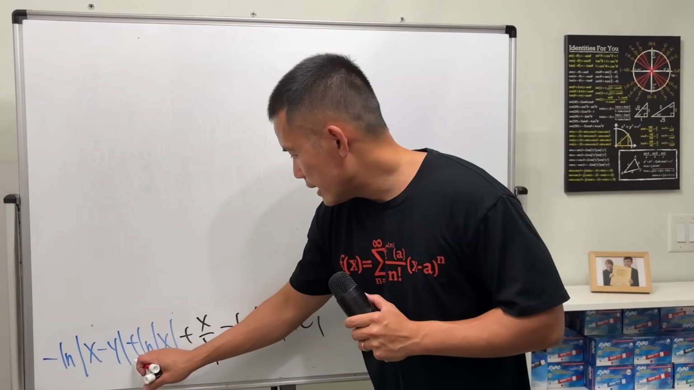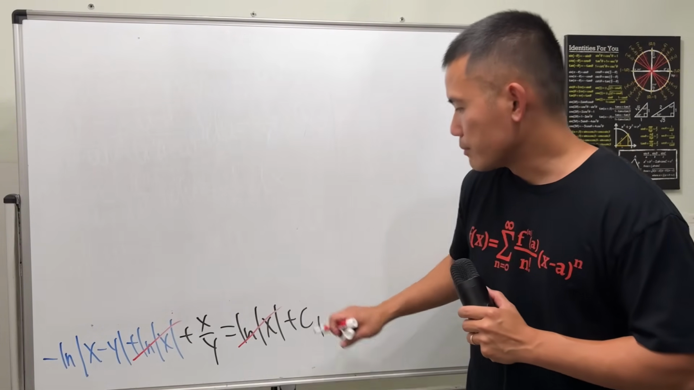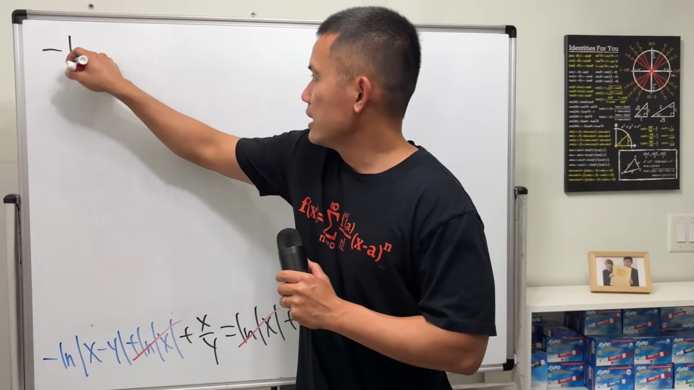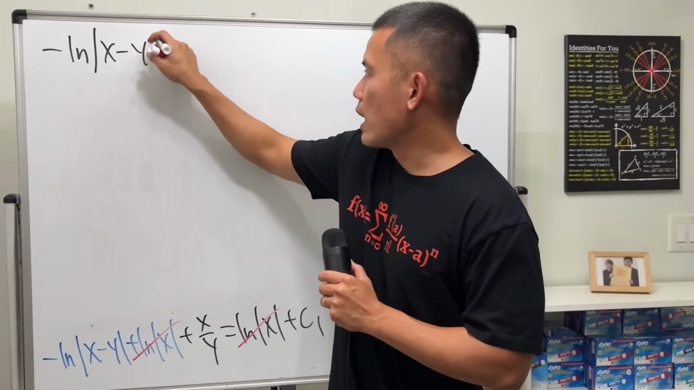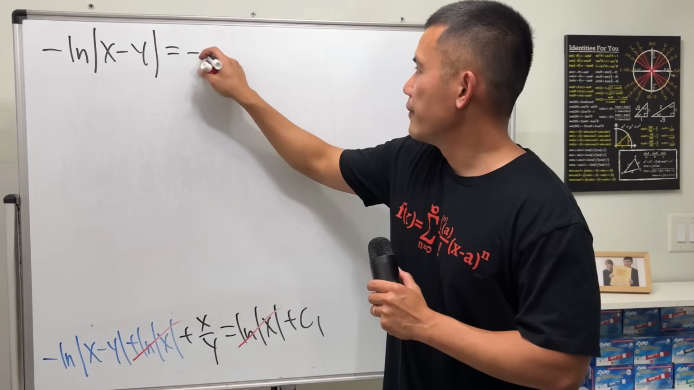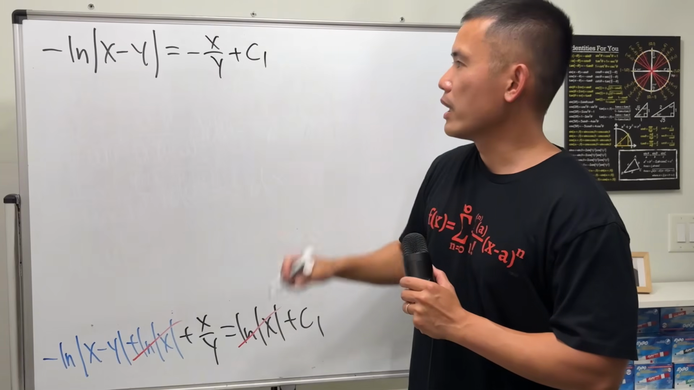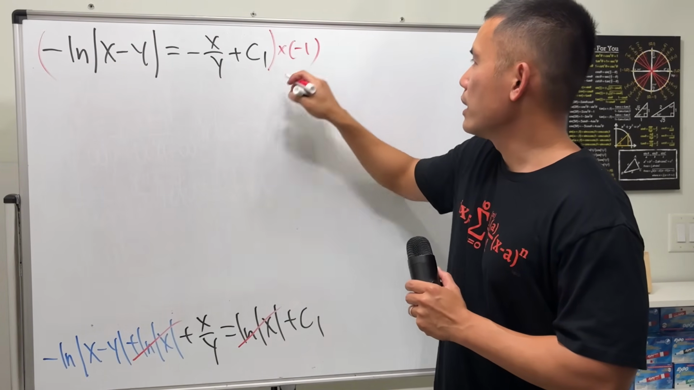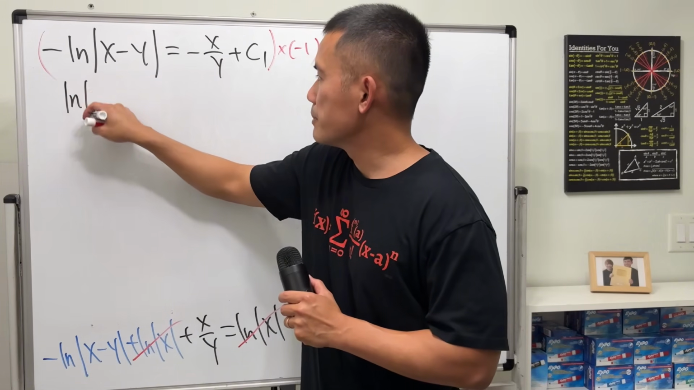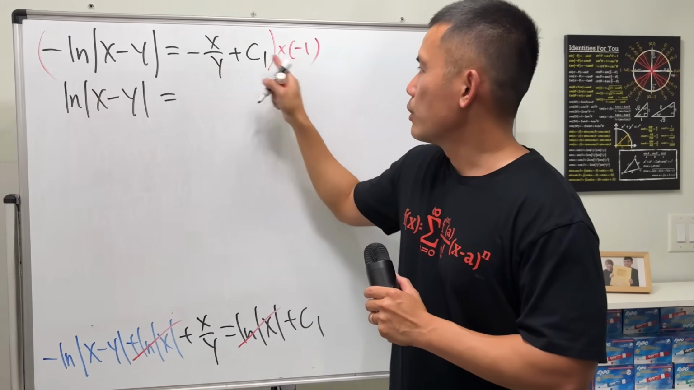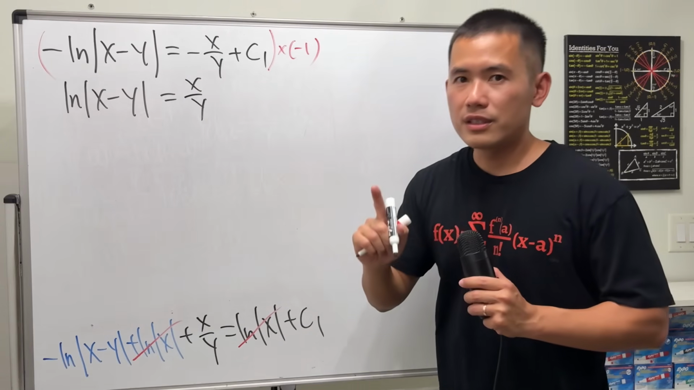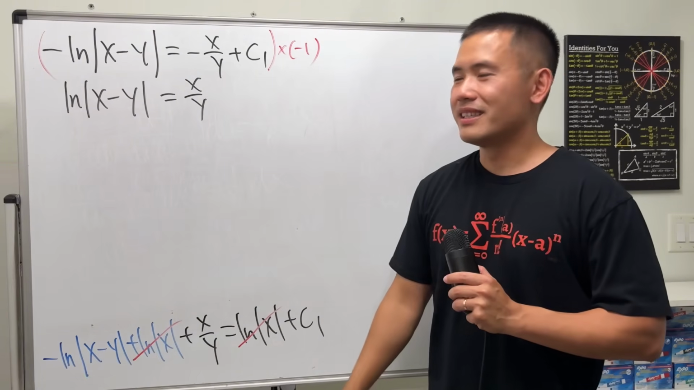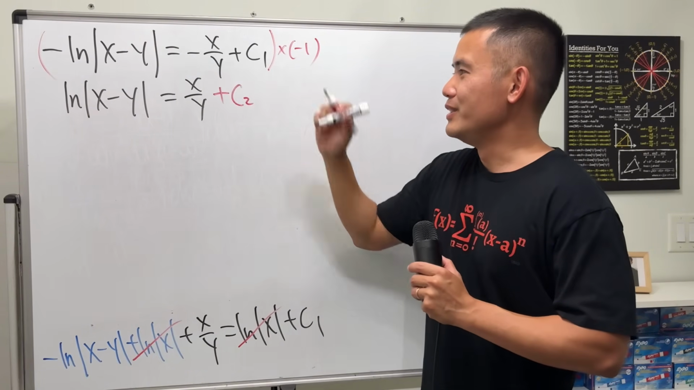So from here, we see that ln absolute value of x is on both sides, so we can get rid of them. And then I'm going to move this term to the other side. So we have negative ln absolute value of x minus y equal to negative x over y plus c1. And then let's just do the usual business. Let's multiply everybody by negative 1. So we get positive ln absolute value of x minus y, and that will be positive x over y. But now check this out. C1 is a constant. Negative c1 is also a constant. So I will just write it as c2, a new constant.